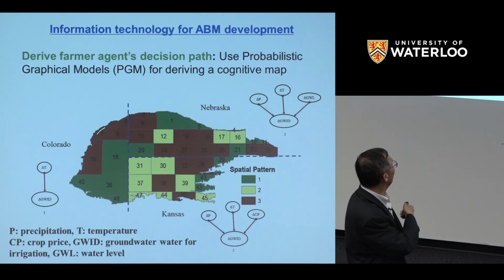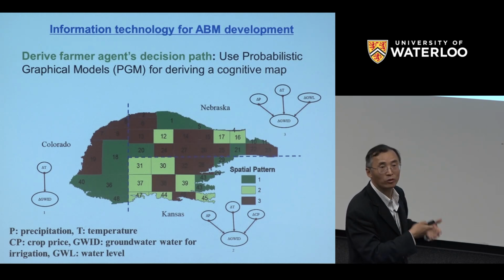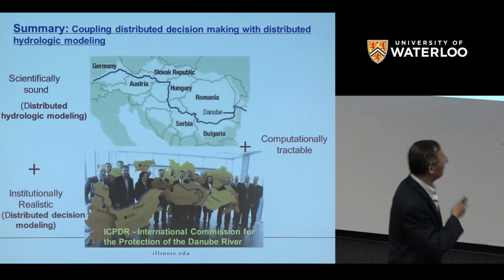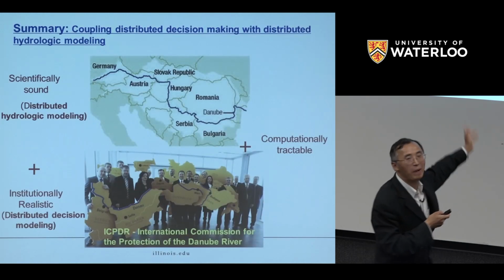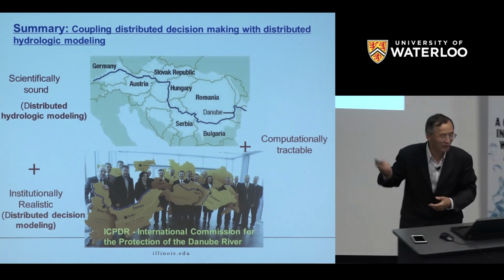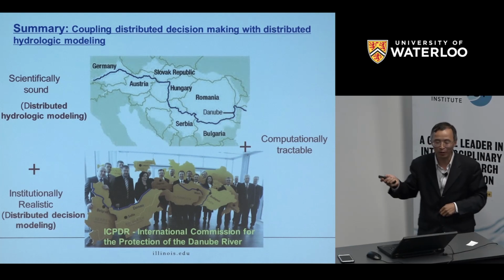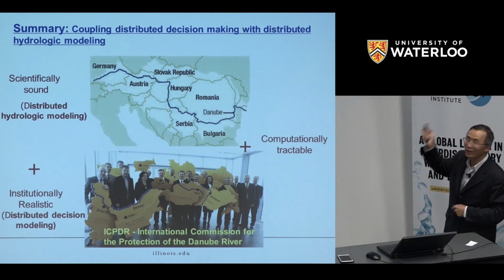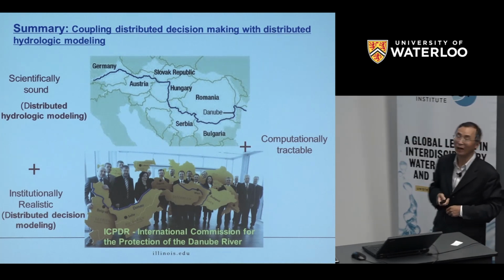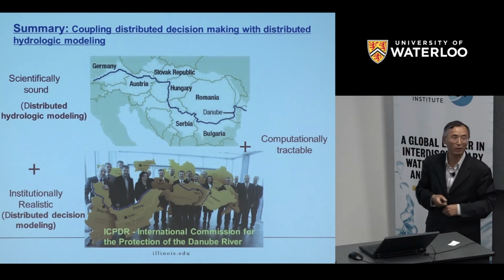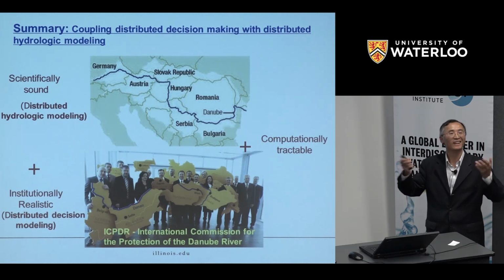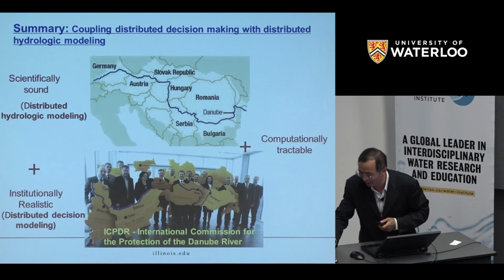So briefly, in different places, we find out different roles. Okay, and again, I like to go back to this figure. What I want to summarize is what I talked about. So what is the model for next generation? We need scientifically sound, like distributed hydrological modeling, which carries sufficient physical details.